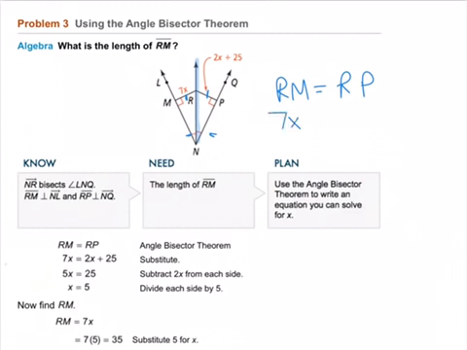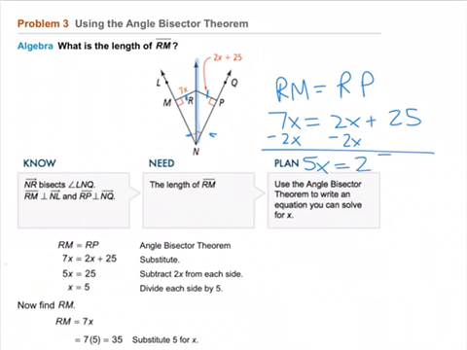So RM is 7x, RP is 2x plus 25. We're going to bring the baby to the mama. So I'm going to do minus 2x on each side. We'll get 5x equals 25. Divide by 5, and x is 5.